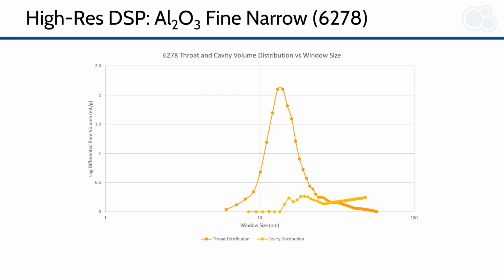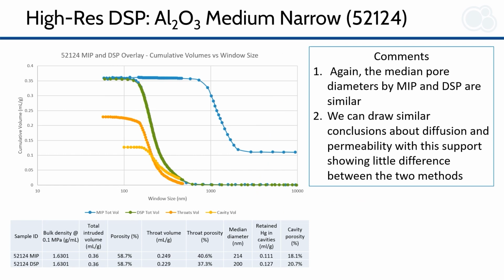For this alumina catalyst support, the throats and cavities fill pretty much at the same pressures, though the volume in cavities is significant. So these cavities are significantly larger than the throats as much of the mercury is retained within the pore network. Since the throat porosity and median diameter are similar between the two techniques, we expect the permeability and diffusion rates calculated to be similar.